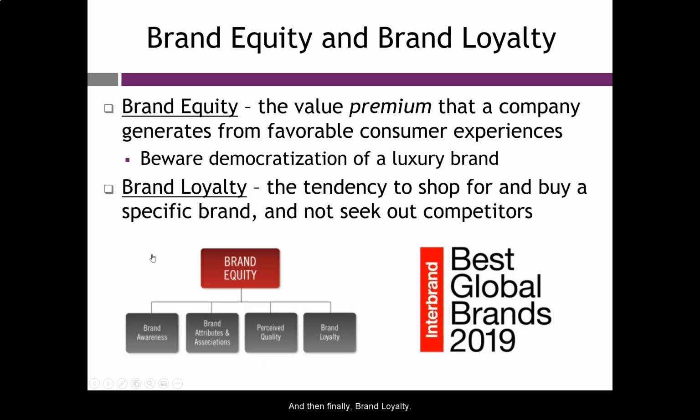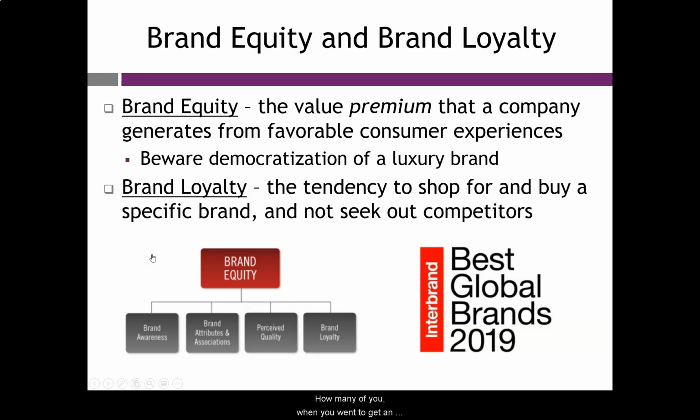And then finally, brand loyalty. The tendency to shop for and buy just a specific brand. And come up with one brand that you think has brand loyalty. I bet you're thinking of Apple. Because boy, do they have brand loyalty. They were the number one brand we just showed on that Interbrand chart. And so many of you have iPhones.